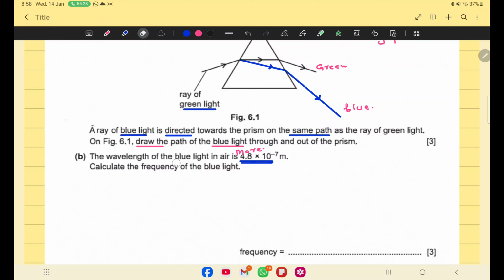Do you know, Faria, any formula which relates frequency with wavelength? But Faria, what is the formula which connects frequency with wavelength? The formula is V is equal to F lambda.